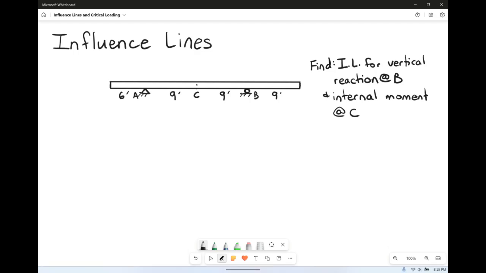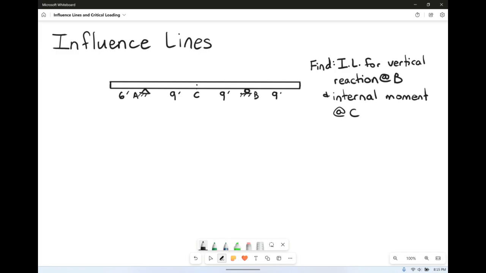This video is going to cover influence lines. Here we have a simple beam that's pin and roller supported and also has cantilever ends. And we want to find the influence line for the vertical reaction at B and the internal moment at C. So we're going to do two separate problems here.